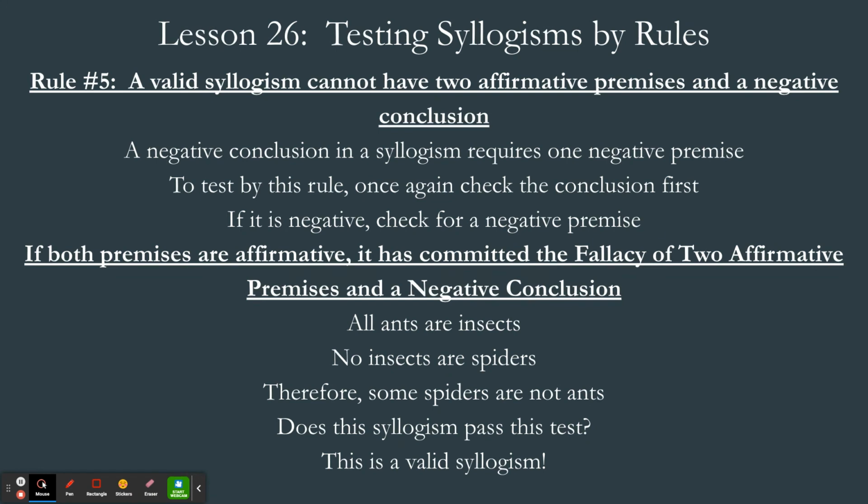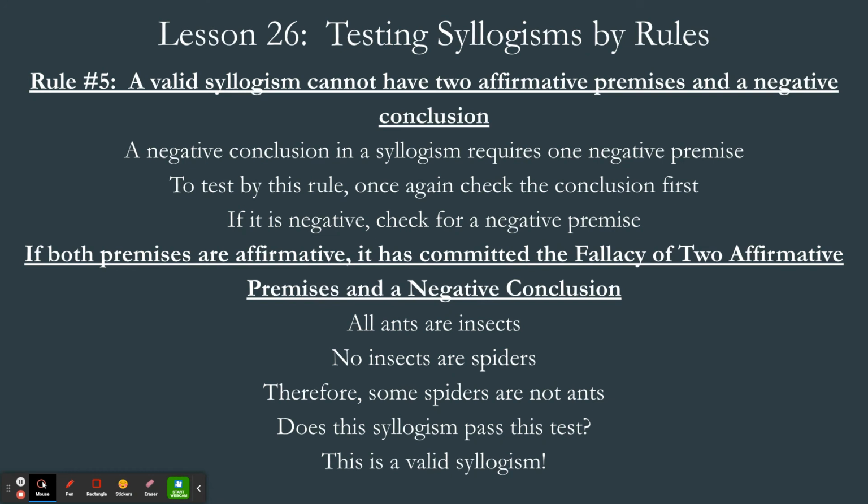In at least one premise, the middle term must be distributed. Okay, my middle term is insects. In that premise, or in those premises, is insects distributed at least once? So number 1 is good, right?